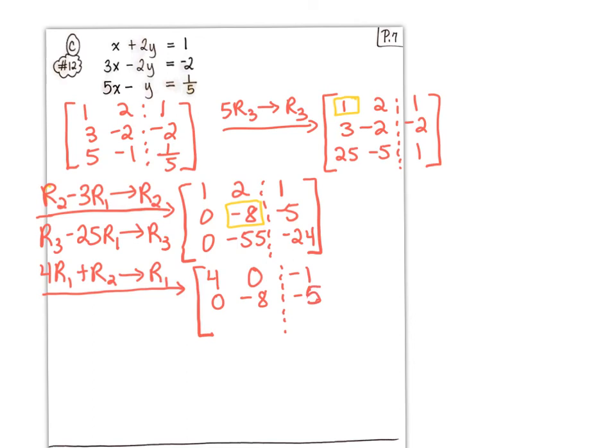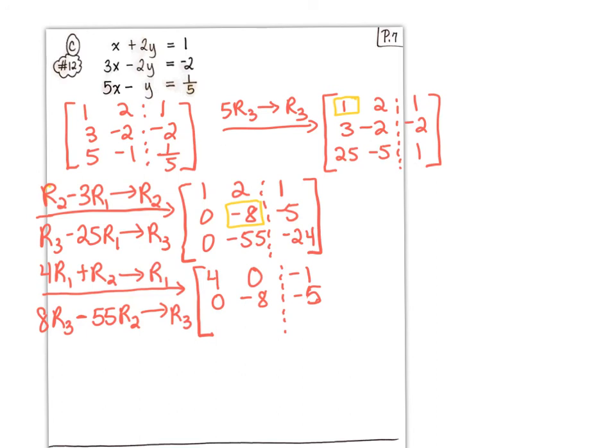Okay? Now, negative 8 and negative 55 do not have anything in common. So to create a 0 where there's a negative 55, we're going to take 8 times row 3 minus 55 times row 2 to get a new row 3. So we're just going to use the numbers here to create a 0 there. Does that make sense?